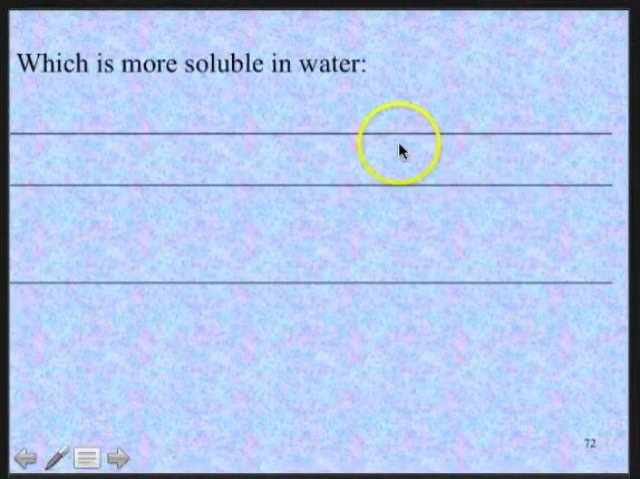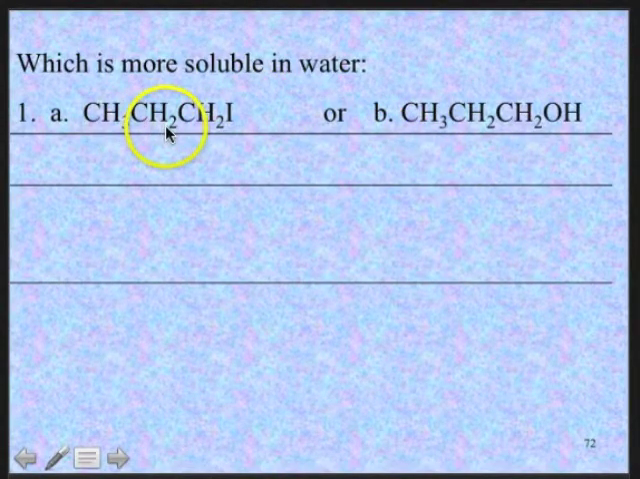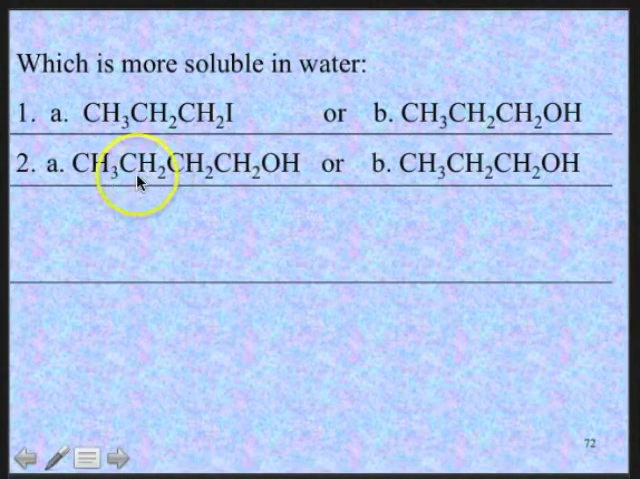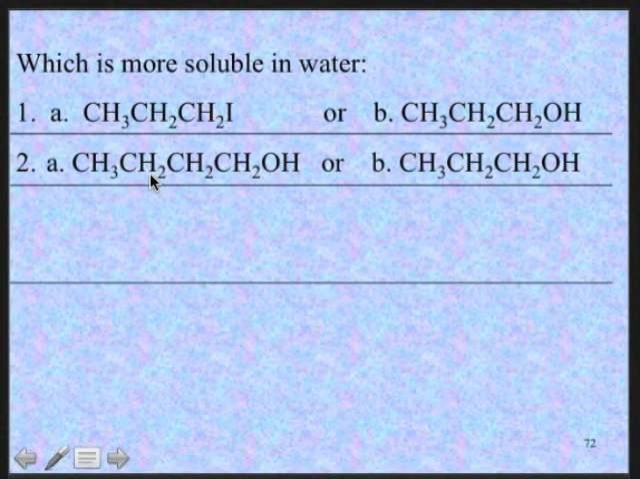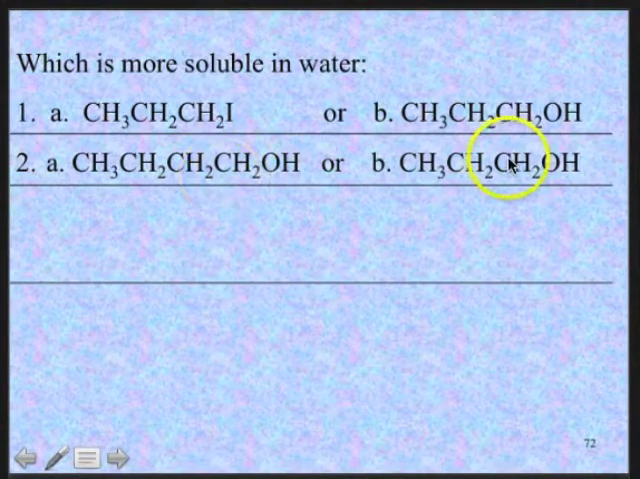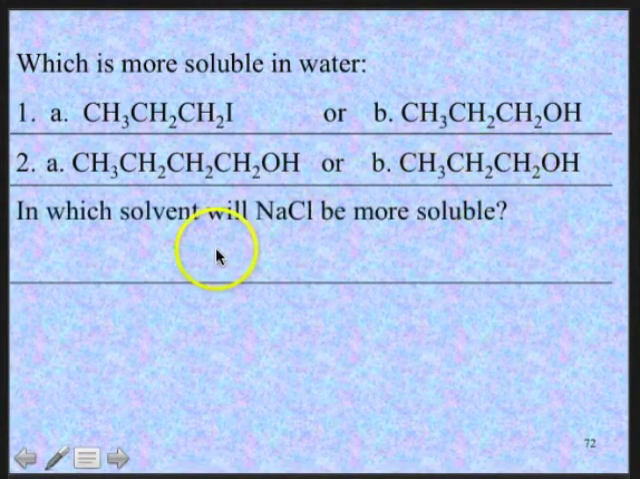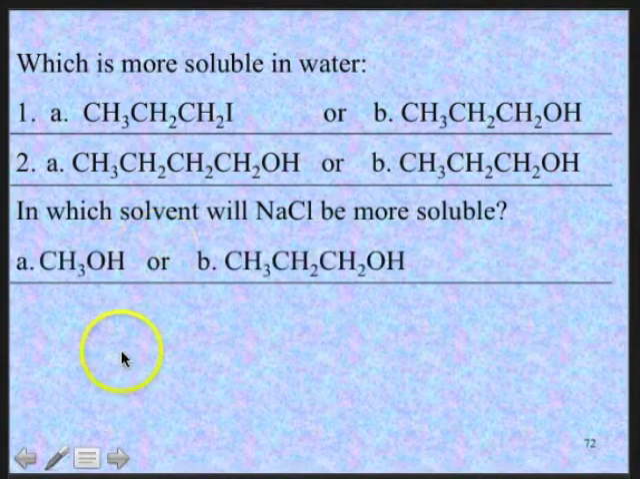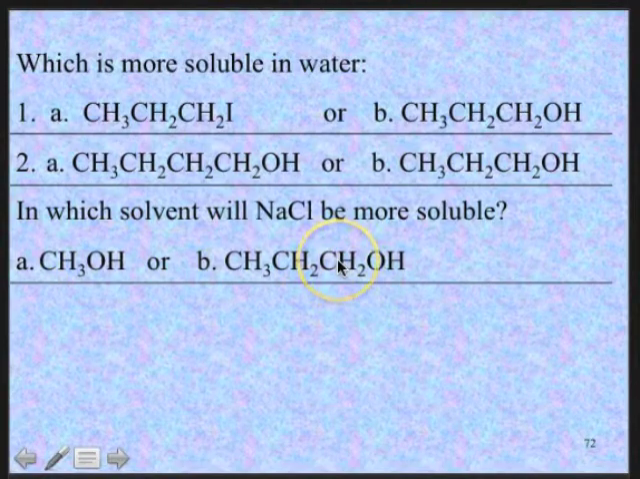Which is more soluble in water, iodopentane or propyl alcohol? Or which is more soluble in water, butanol or pentanol? And in which solvent will sodium chloride be more soluble, methanol or propanol?